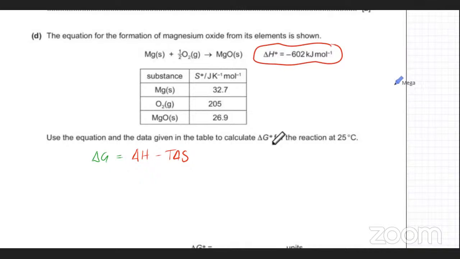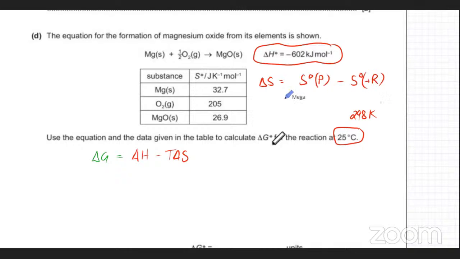So what else do you need? You need delta S now. The temperature is given, that should be in Kelvin, so that would be 298 Kelvin. Delta S is not given. Delta S can be calculated as the entropy of the products minus the entropy of the reactants.